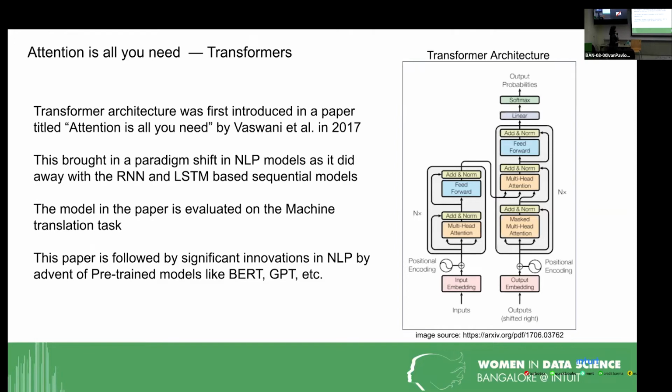This particular transformer architecture is very crucial because this led to the later innovations in the field of language models, that is, pre-trained models like BERT and GPT and everything.